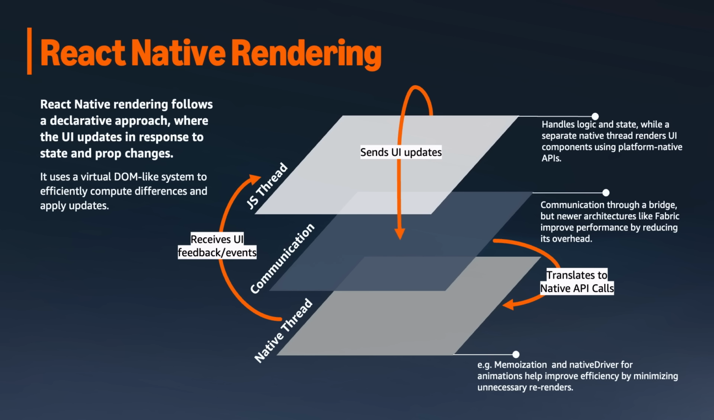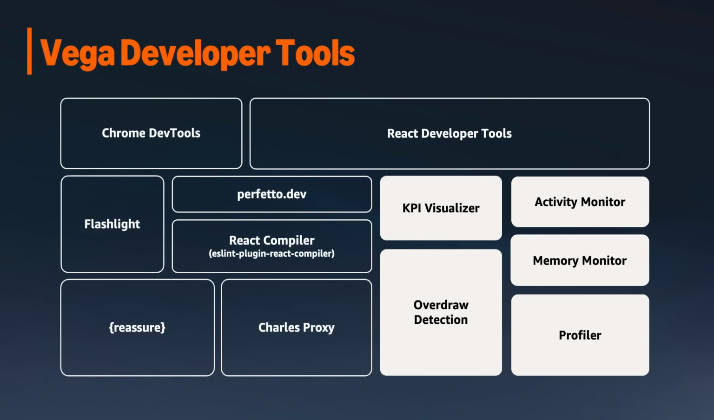So that concept is important to keep in mind when we talk about app performance in general, because as we send these UI updates to our bridge layer and translate them to native API calls, we're also able to receive feedback with events from the native thread to the JS thread. So what does that mean for the world of Vega Developer Tools? While we support standard tools like React Dev Tools, we have our own set of tools that we would like to present today as part of this series.